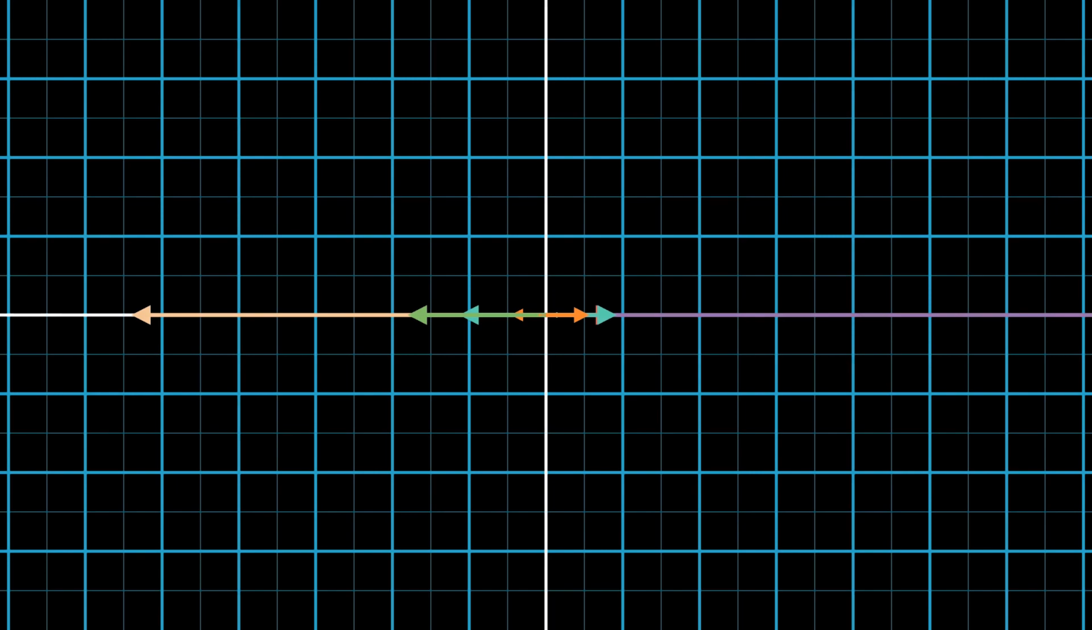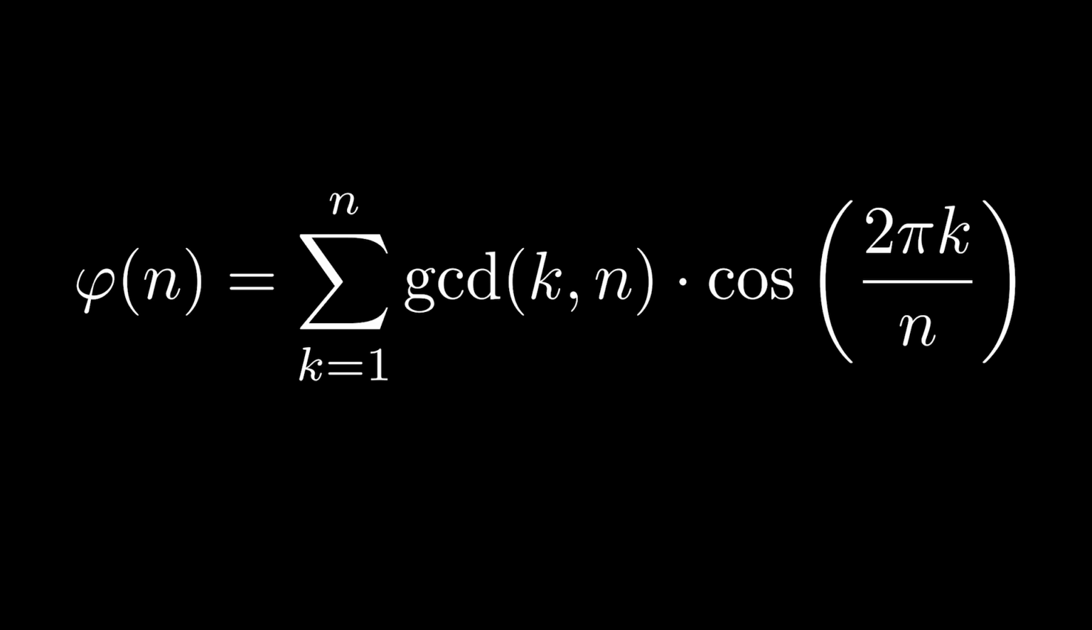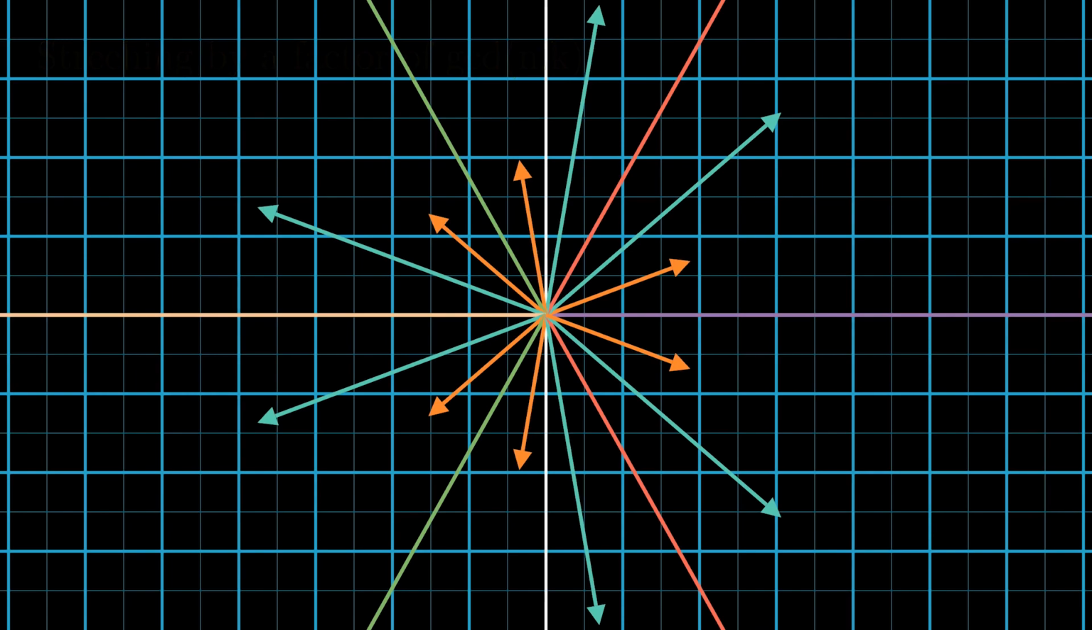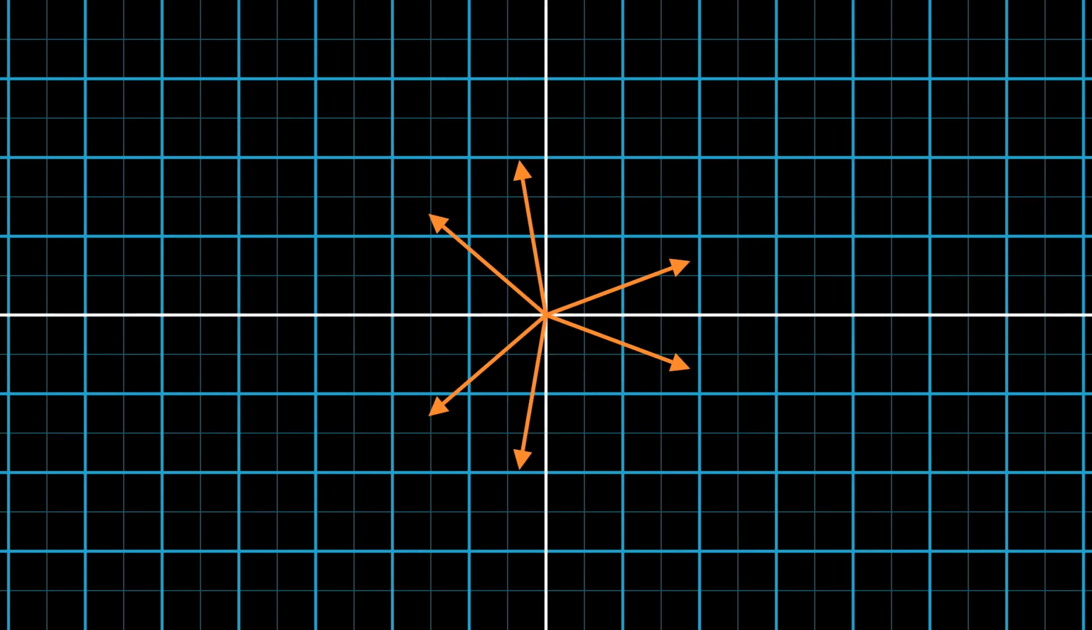This tells us that the formula will be exactly the same if we change the cosine terms with each corresponding root of unity, and this is something much simpler to work with. So we have these stretched roots of unity, and we want to see that the sum will be the totient function of n. Since the roots can have different lengths, let's first focus on the roots with the same length. For instance, the roots that were not stretched at all. These are the primitive roots of order n, so their sum is the Mobius function of n.